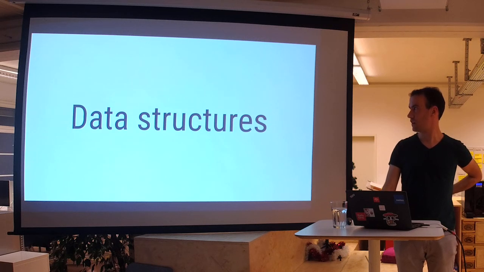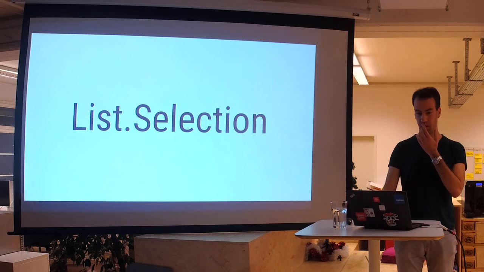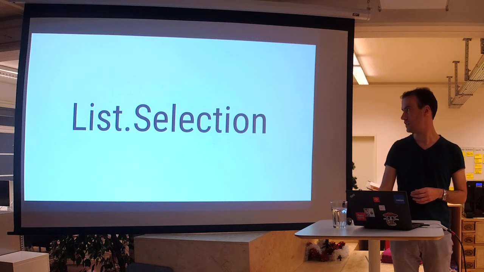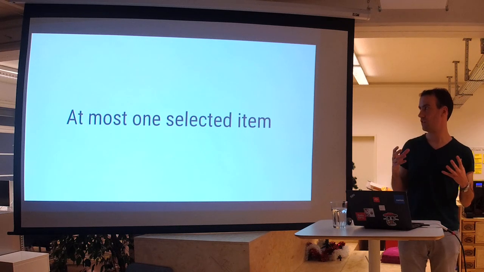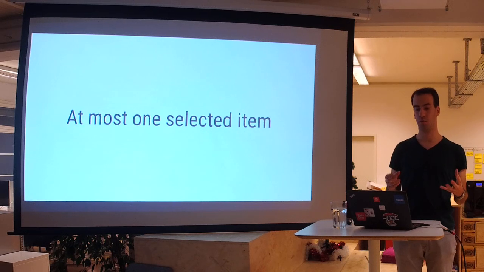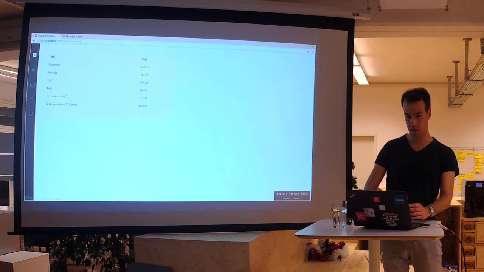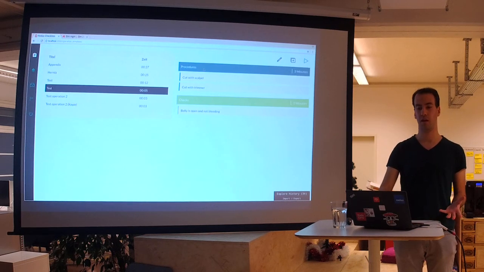Some cool things I used, which I thought made sense for the project. I wrote the names of the modules, but you can look up those libraries. One is list selection. It's a data structure representing a list where at most one item can be selected. This comes in here. So this is a list of things. I can click on one and I display it.